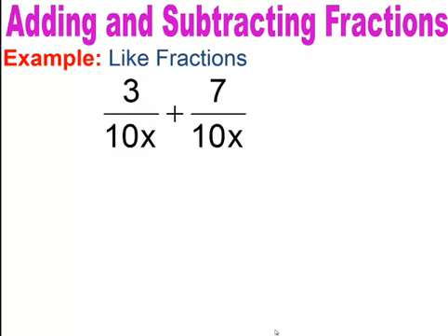This next one, you have a common denominator with a variable in it. As long as the variable is the same letter, it is the common denominator. So you will leave the denominator the same, 10x. And we can add our numerators. So we end up getting 3 plus 7, which is 10, and we have 10 over 10x.